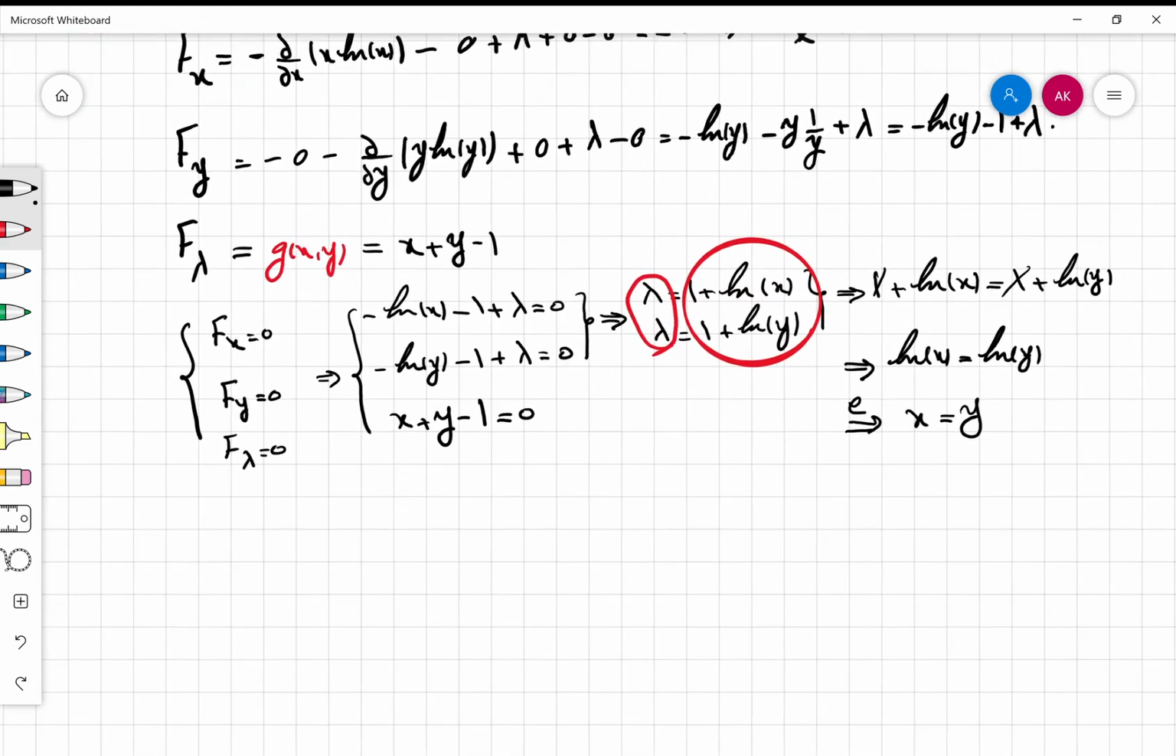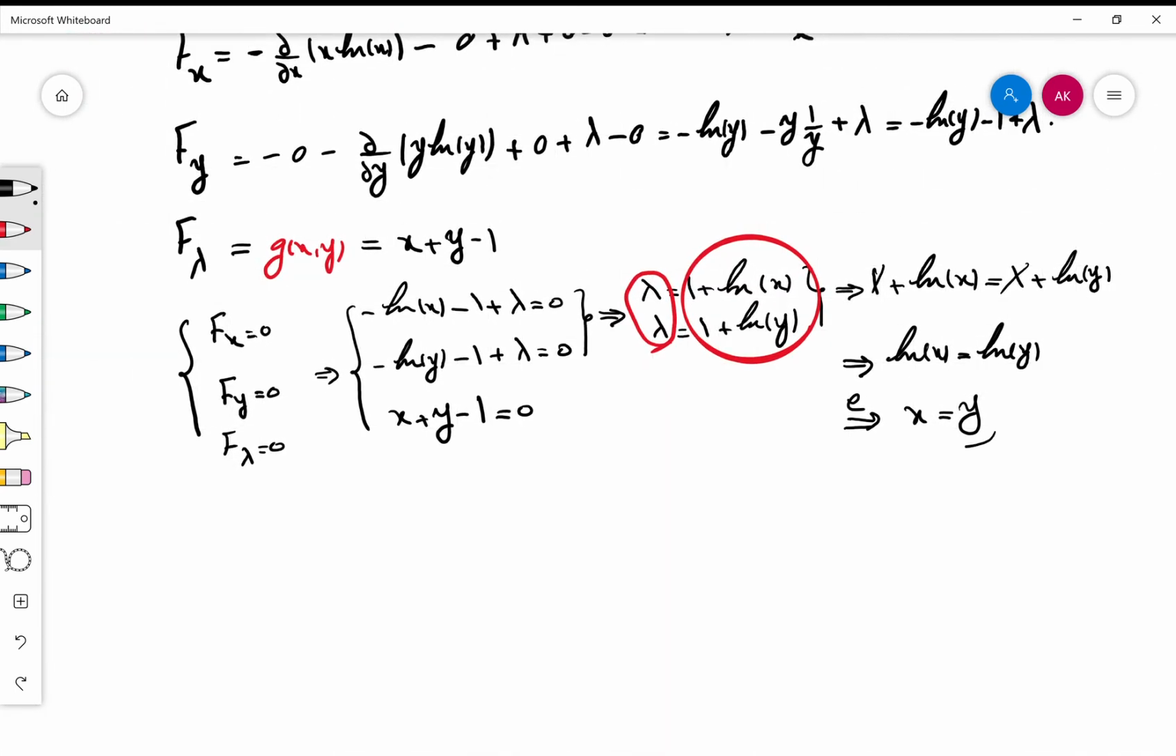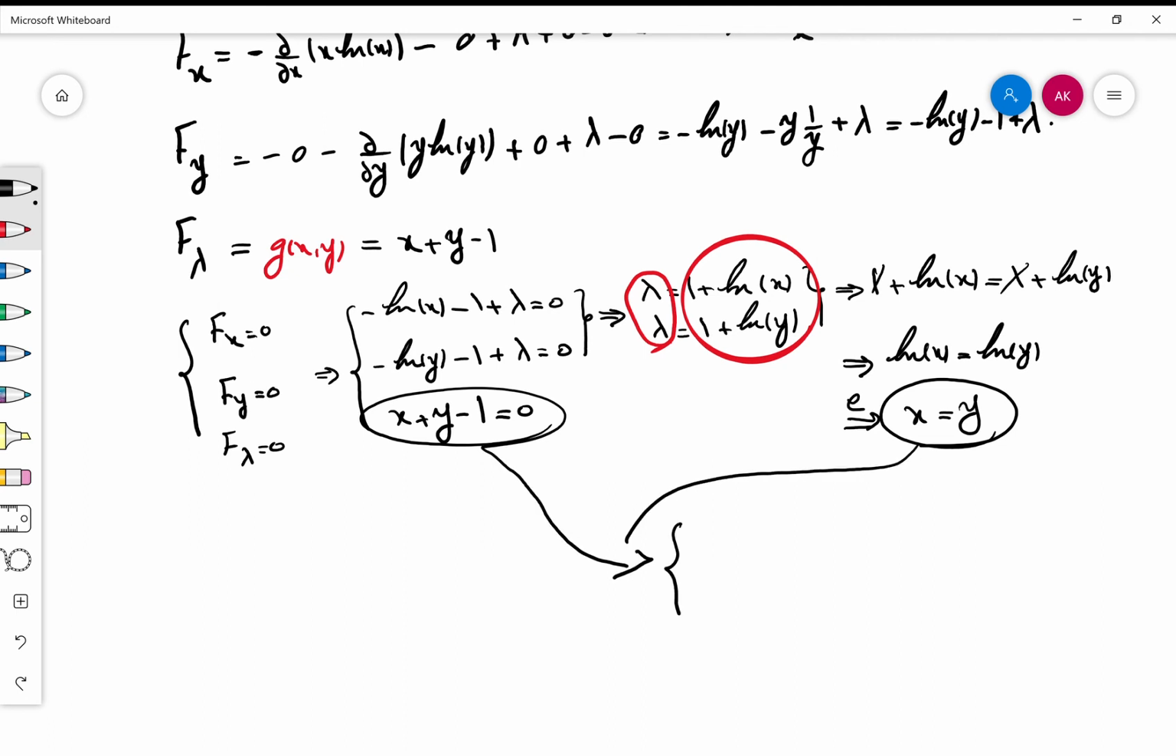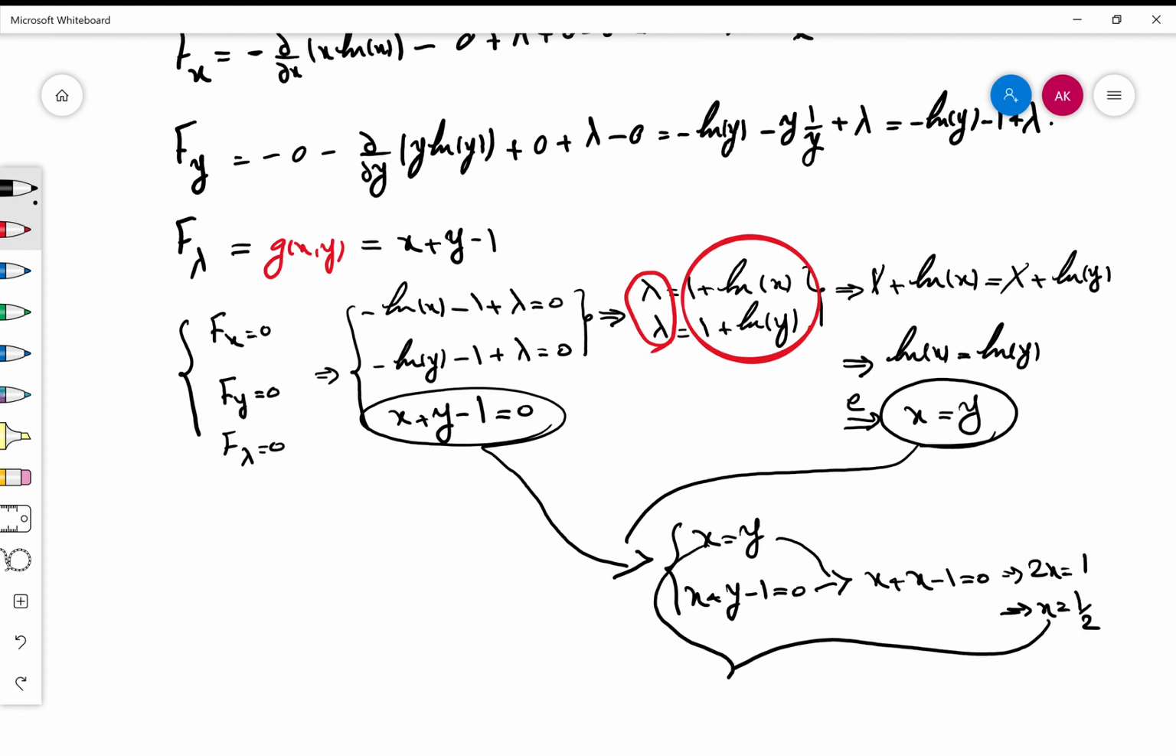Very nice. So we found this equation here, and we have another equation which is the constraint, and we haven't used it before, so it's time to use it. We write these two equations together: x plus y minus 1 equals 0. Plug this in there. This gives me x plus x minus 1 equals 0. That means that 2x equals 1, which means that x is equal to half. And then this implies that y is equal to half too.